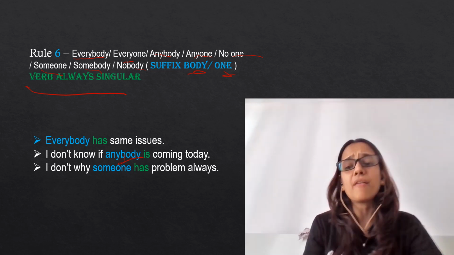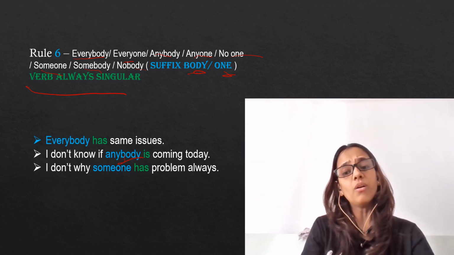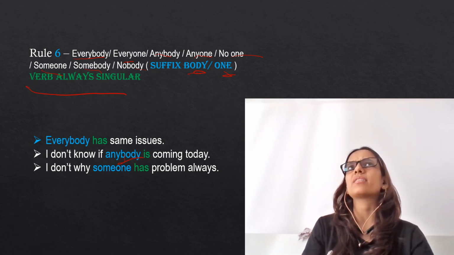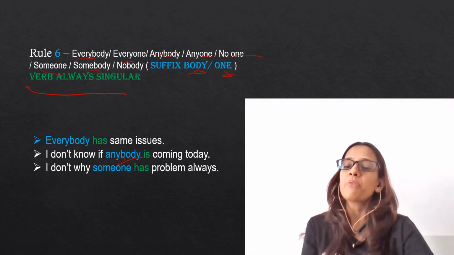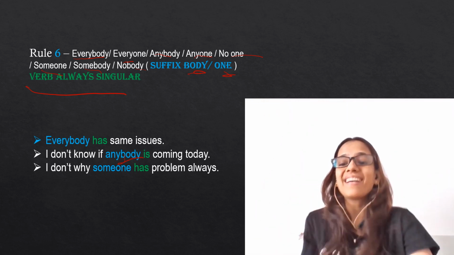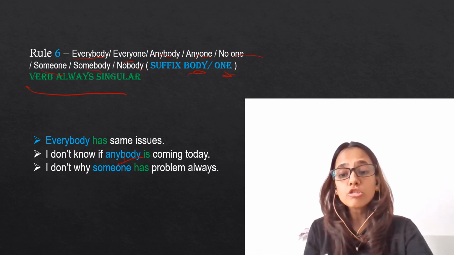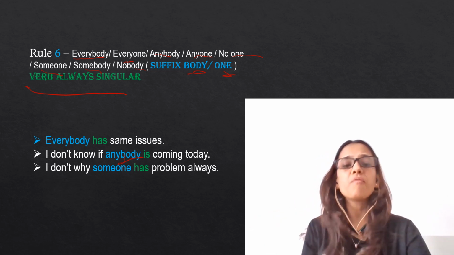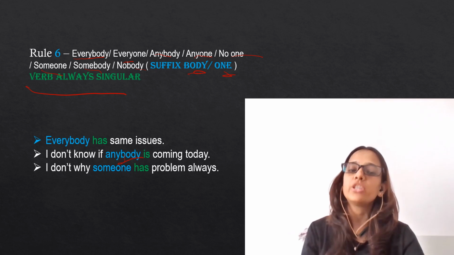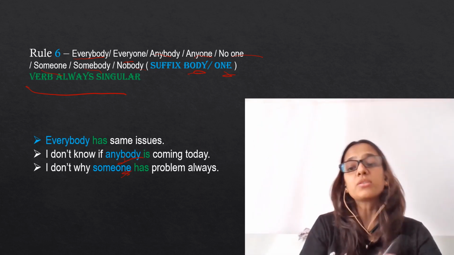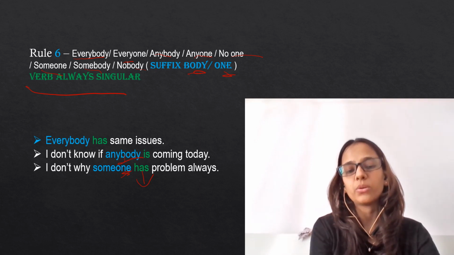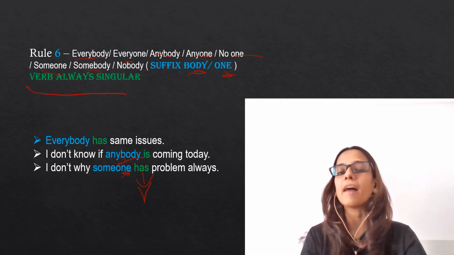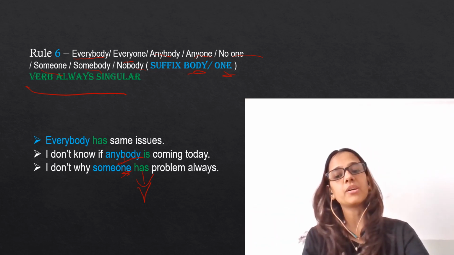I don't know why someone has problems always. So I'm talking about a particular person. I cannot say why someone have problem, because over here I'm talking about one person. Someone, I also don't know, refers to one person. Are you understanding? And at the last, obviously, the golden hack which I have given you: one is a suffix, if you see the word someone, we will be using a singular verb. The singular verb is has, the plural verb is have.